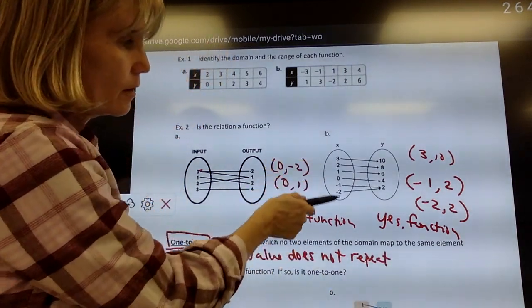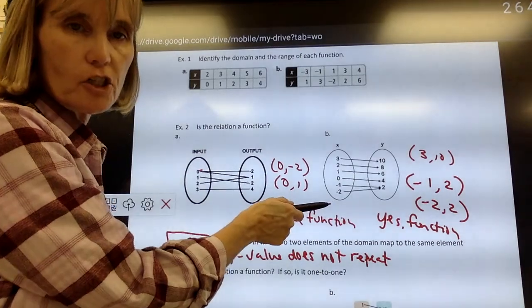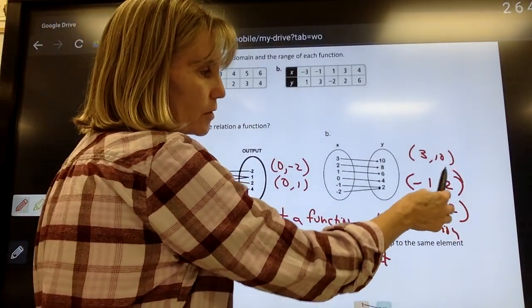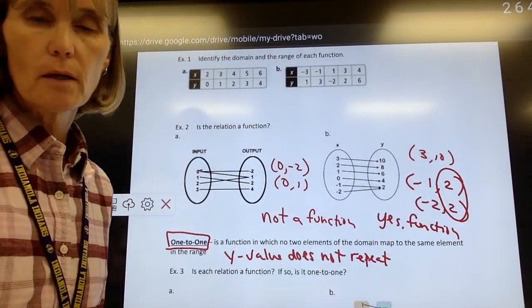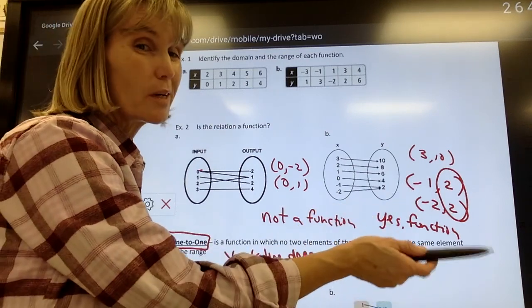So example B up here, it was a function, but it's not a one-to-one function because you see those y values that are repeating. So I'd say yes, it's a function, but it's not one-to-one.